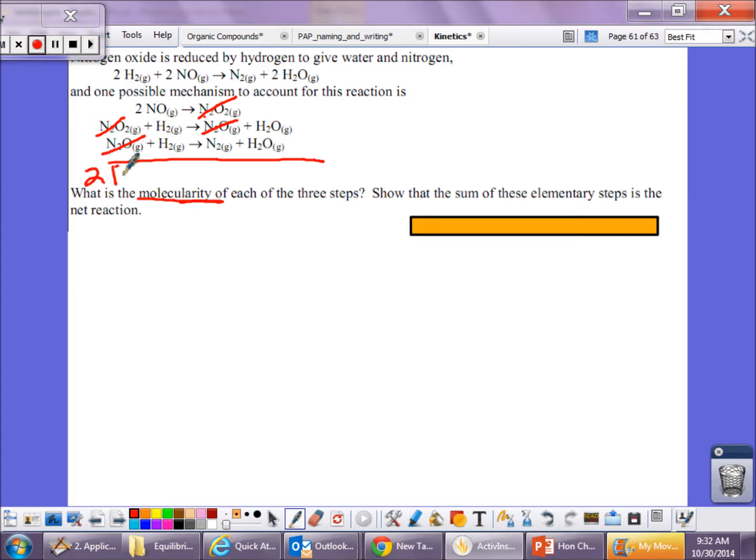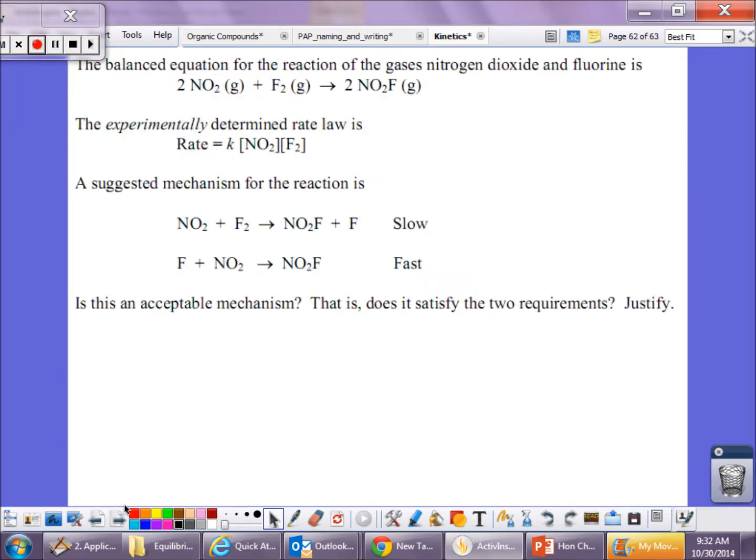I have 2NO plus 2H2 yield N2 plus 2H2O. And I compare it with my balanced equation. It is the same. So it satisfies one of the conditions to be a valid mechanism. Okay, let's do one more.